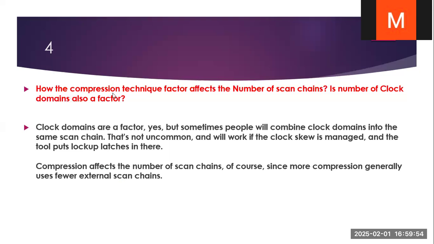Next question is, how does the compression technique factor affect the number of scan chains? Is the number of clock domains also a factor? Yes, definitely. Clock domains are also a factor, but sometimes people will combine the clock domains into the same scan chain. That means within the same scan chain, we have two different clock domains. Such a case is not uncommon and will work if the clock skew is managed and the tool puts a lockup latch. If a single scan chain has different clock domains, the tool will automatically add the lockup latch to prevent data loss.